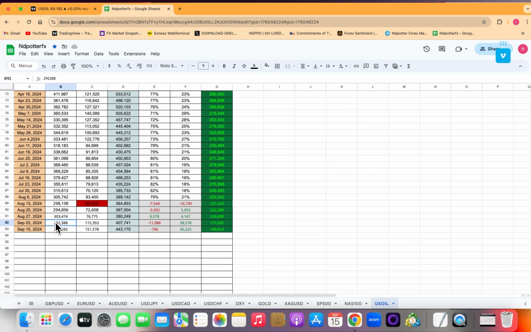And on September 3rd, they took 11,000 profit on their long. They added 38,500 on their short position. September 10th, now we see that they took another minor profit on their long position, but they added 36,000 on their short. So we see that the institutions are aggressively adding on their short position on oil.